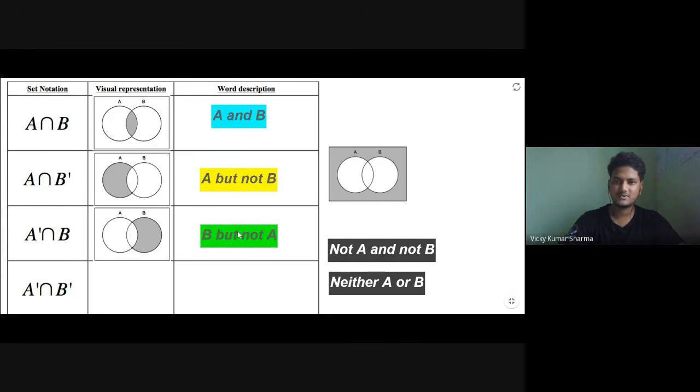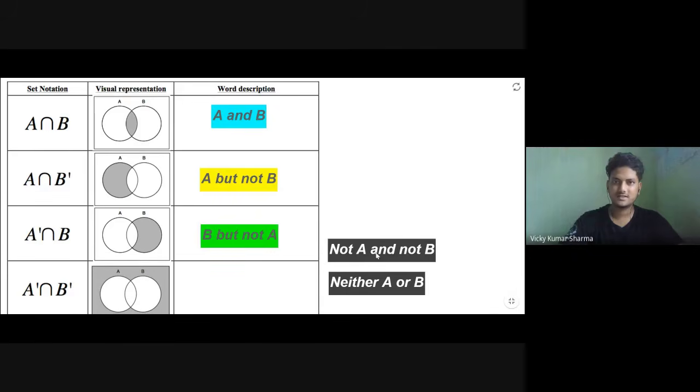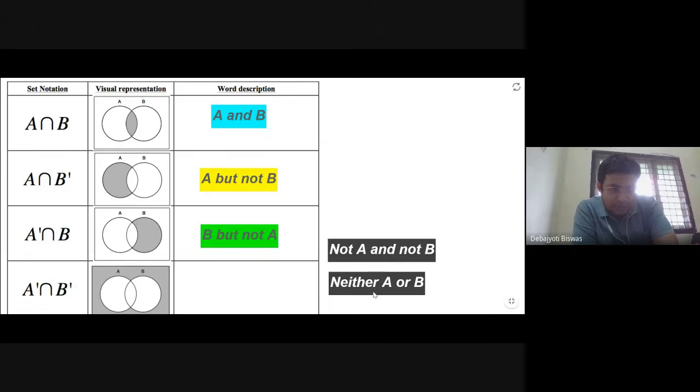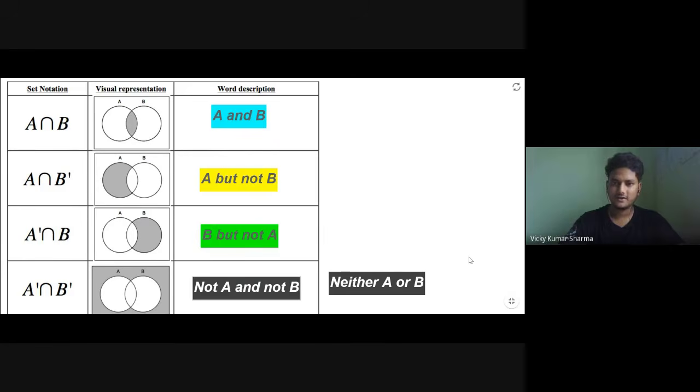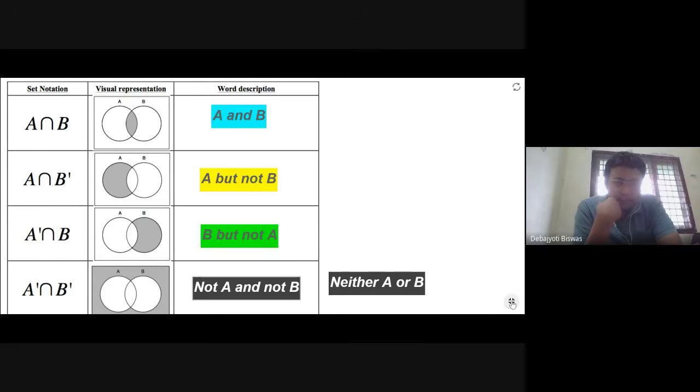What about this last one? Of course, this will fit in here. This is the visual representation. But what is the word description for this? So yeah, this is not A and not B. All right. Thanks, Jyoti. Yeah, sure.